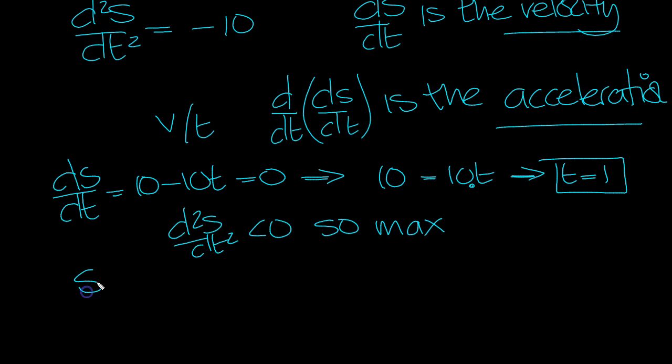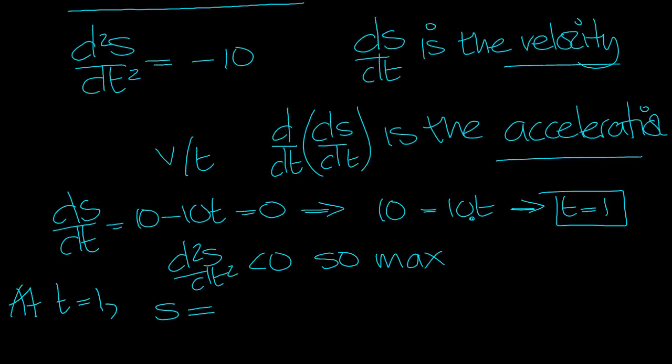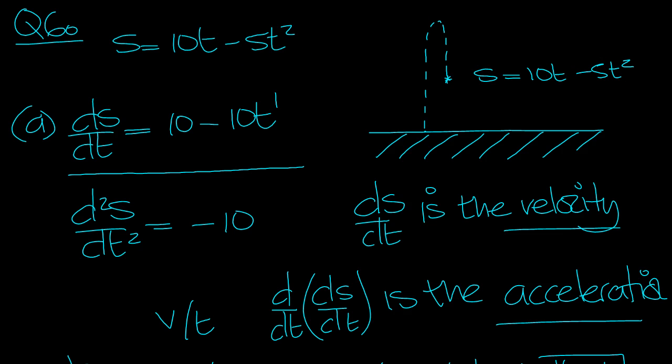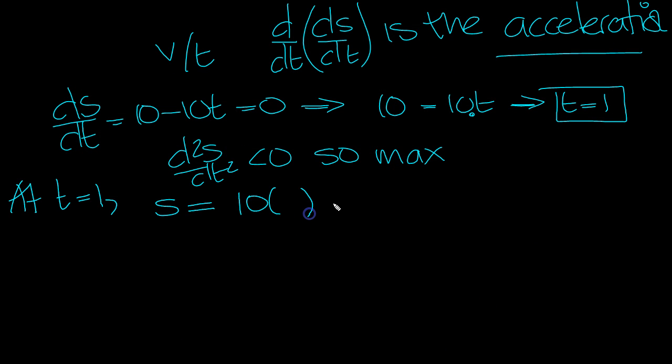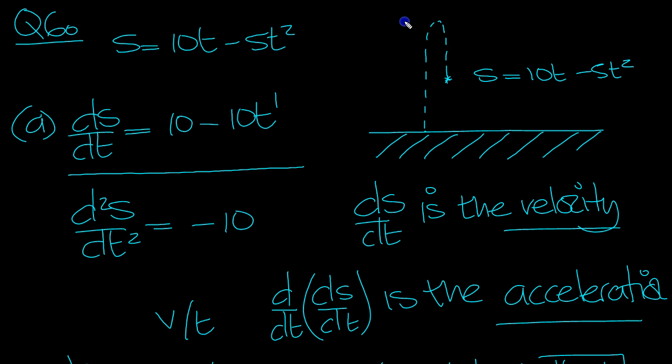And what does s equal when t equals 1? Let's have a look then. At t equals 1, s is equal to, what have we got then? We've got 10t minus 5t squared. t is 1. 10 minus 5 is 5 meters. So that's how high it gets to at the highest turning point at the top when it's thrown up. So this maximum height is 5 meters.